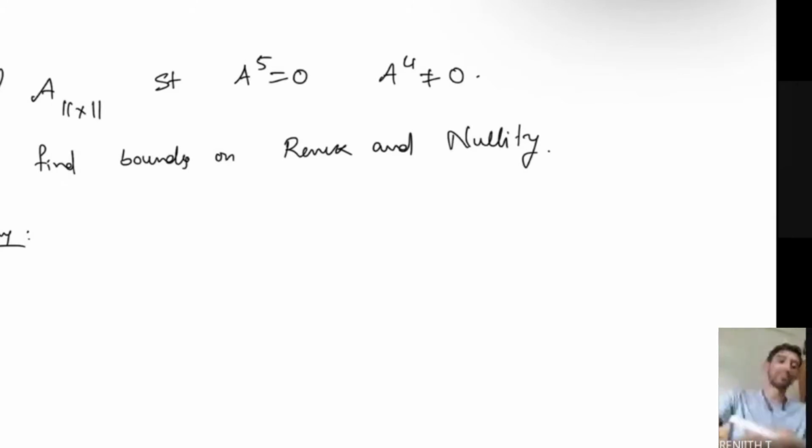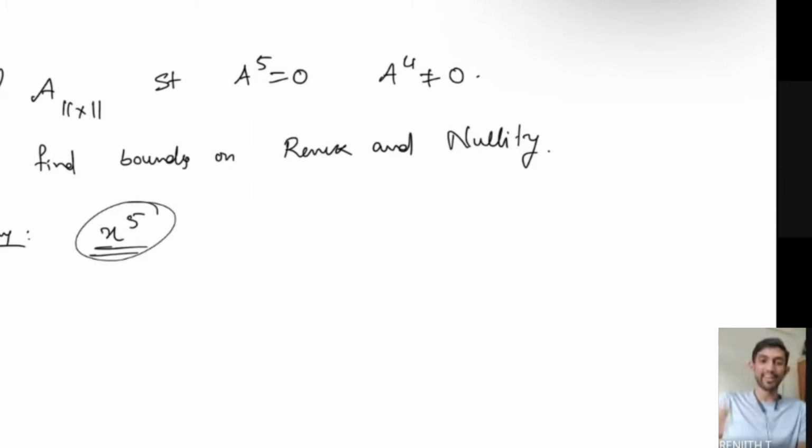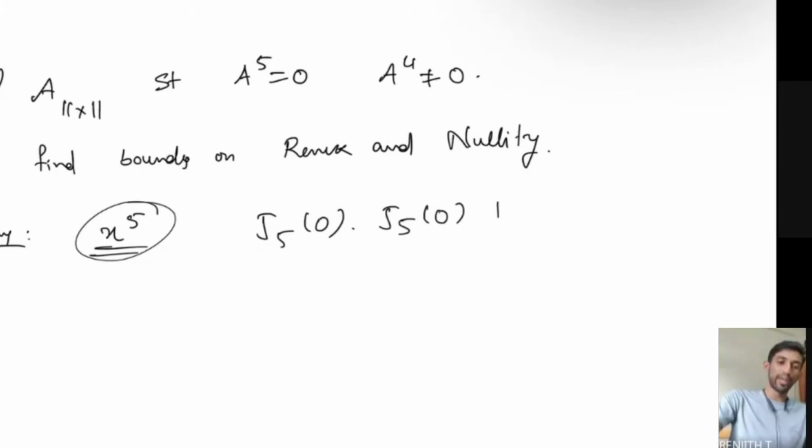Because, see, what will be the minimal polynomial? Minimal polynomial is X raised to 5. So one matrix can have a 5 by 5 Jordan block, J5 of 0. That is the only restriction we have. One matrix must have a Jordan block of 5. That is the only data given to us. We don't have any other data. So the matrix can have J5 of 0, J5 of 0, and J1 of 0. Now it becomes 11, right?